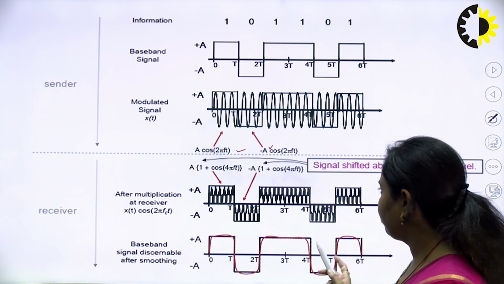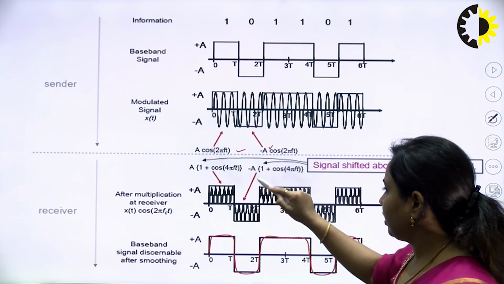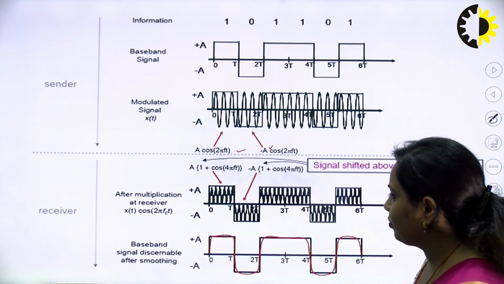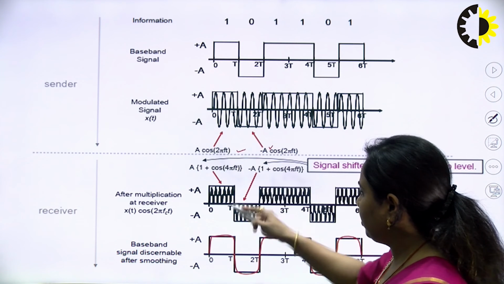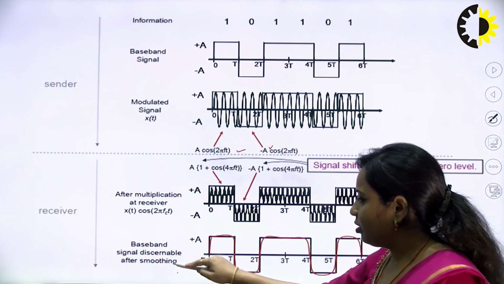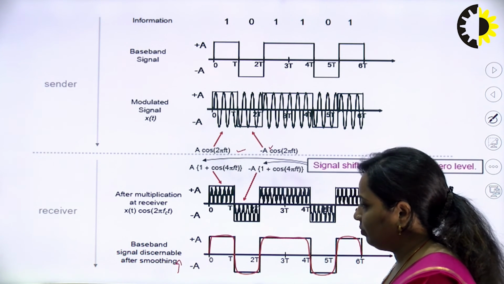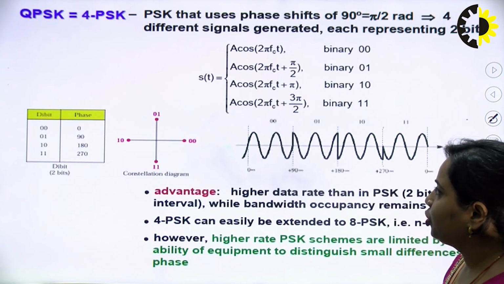So, how are we going to do it? The signal is shifted above or below the 0 level. After multiplication at the receiver, x(t) cos omega ct will be generated. So, this will be plus A and minus A. This is how the variation will be there. And next, this is the baseband signal after the smoothing effect is shown.